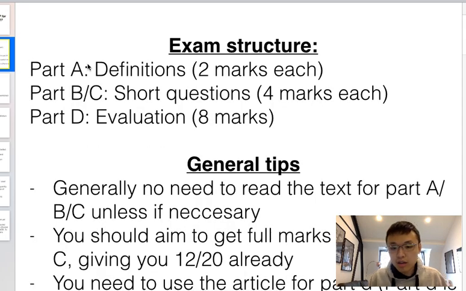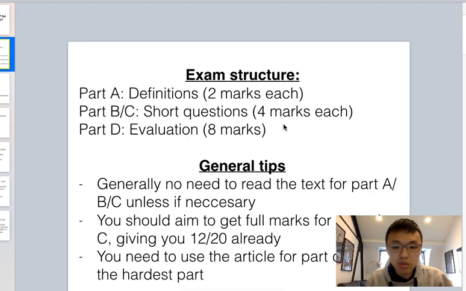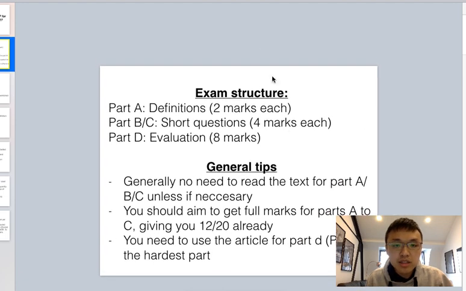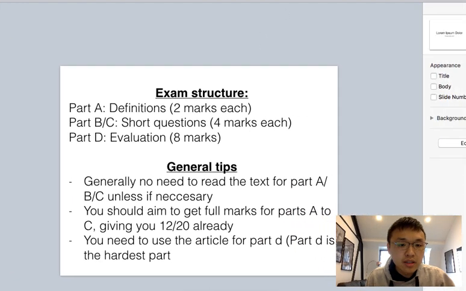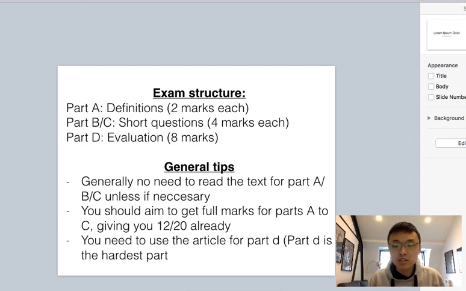Very quickly, I'll tell you about the exam structure first. I suppose you probably know this as well. There's part A, A1 and A2. They will ask you 2 definition questions, like define tariffs, define exchange rate, something like that. You need to define 2 terms, and each definition is worth 2 marks. That's why part A is worth 4 marks. Then you have part B and C, which are short questions. Each question is worth 4 marks, so part B and C is worth 8 marks in total. Then lastly, you have evaluation, which is an 8-mark question.